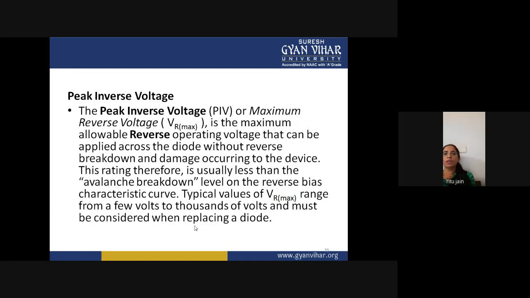Now we will talk about what is the peak inverse voltage. So what is the peak inverse voltage? The peak inverse voltage or maximum reverse voltage is the maximum allowable reverse operating voltage that can be applied across the diode without reverse breakdown and damage occurring to the device. So this rating therefore is usually less than the avalanche breakdown level on the reverse characteristic curve. So the typical value of VR ranges from a few volts to thousands of volts and must be considered when replacing a diode.